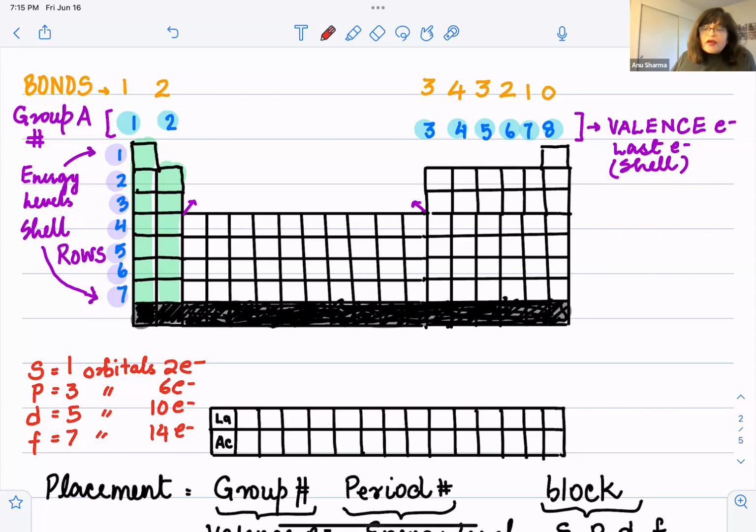Okay, now this is the S block. Here we are putting the blocks. The red ones are the blocks. So S block, S can hold a maximum of 2 electrons. All the atoms that have only 1 electron in the last shell, in the S1, are going to go in group 1. Those atoms that have 2 electrons in the last shell, in the S orbital, are going to go in the second column. So that's the S block. In other words, if the valence electrons go in S1, then it's the first column. If it's S2, then it's the second column.